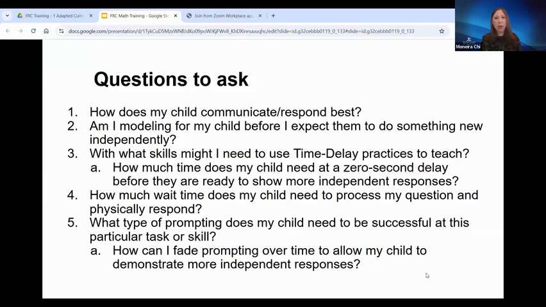And then again, what type of prompt does my child need to be successful at a particular task or skill? And how can I fade that prompt over time to allow my child to demonstrate more independent responses? So, all things to take into consideration as we're teaching any skill.